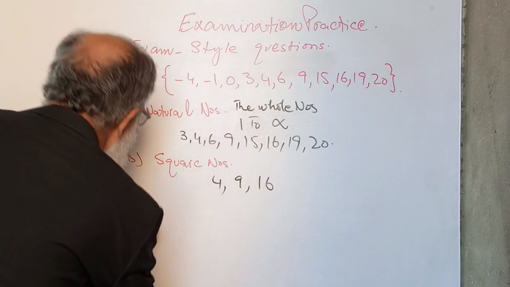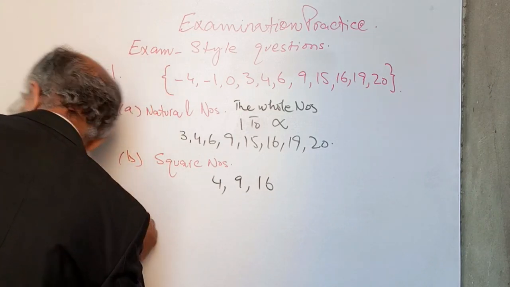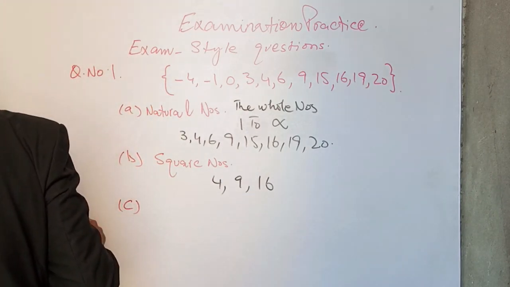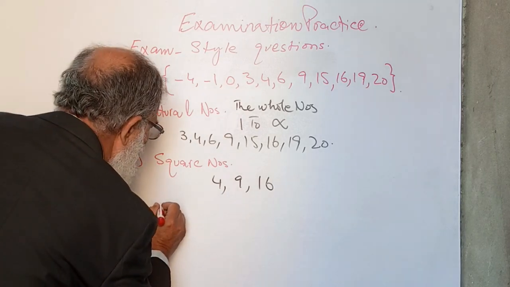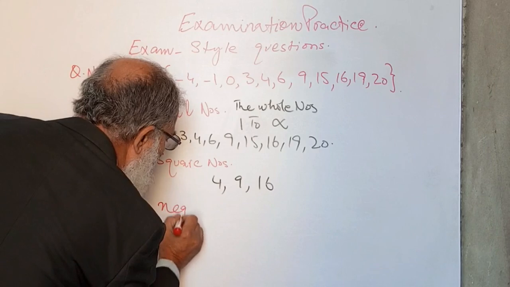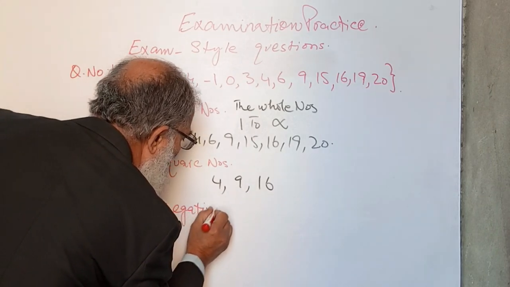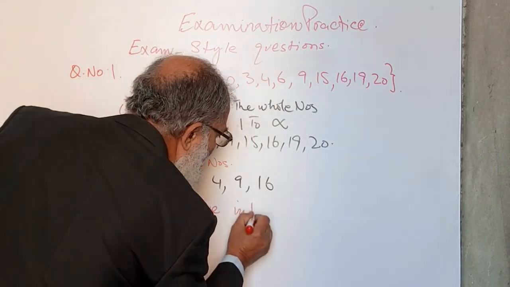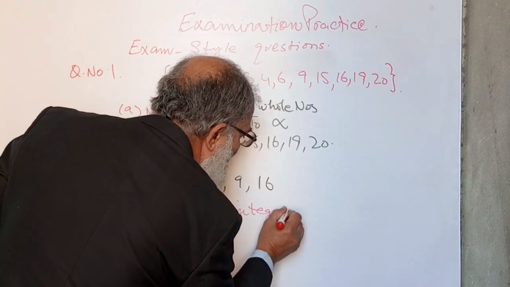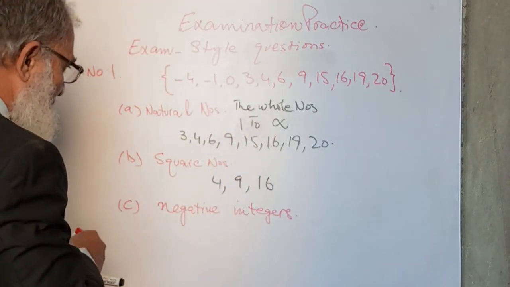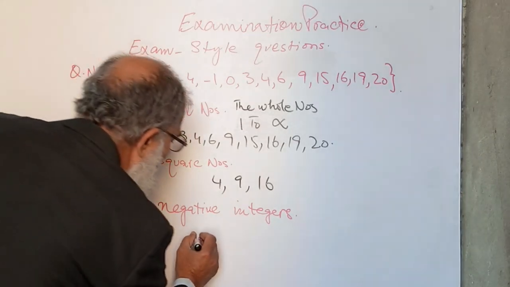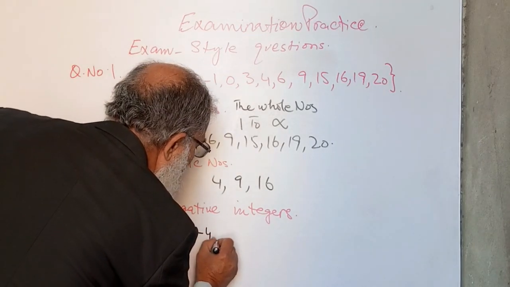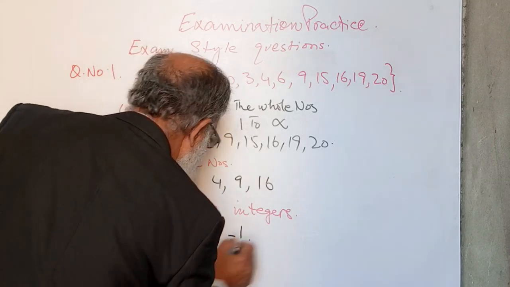Next, C is negative integers. Dear students, there are only two negative integers over here and these are minus 4 and minus 1.